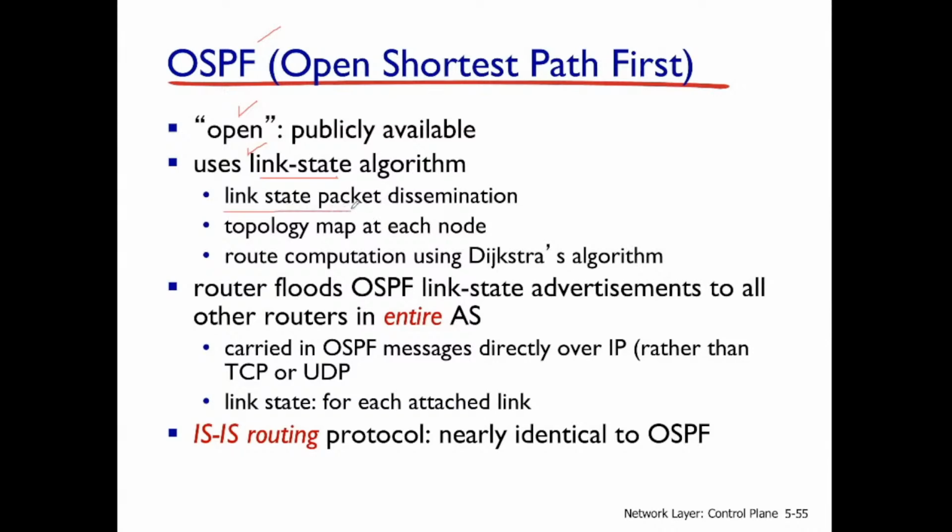So we do distribute the link state reports all over the network. Therefore, each router will be able to reconstruct the global network topology. From there, then we call the Dijkstra algorithm to compute the shortest path.